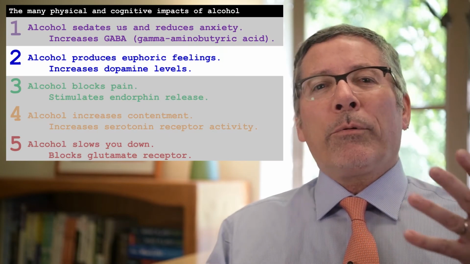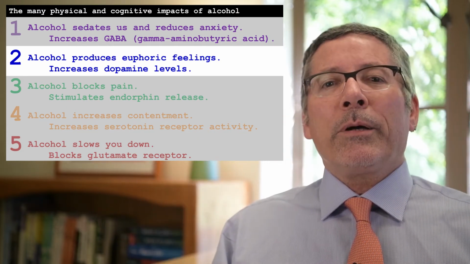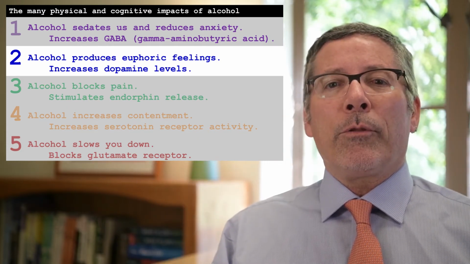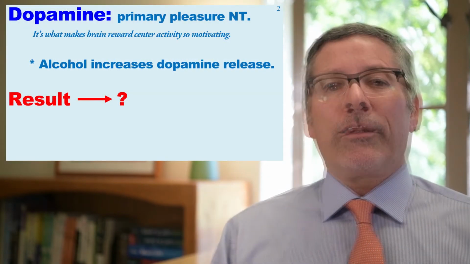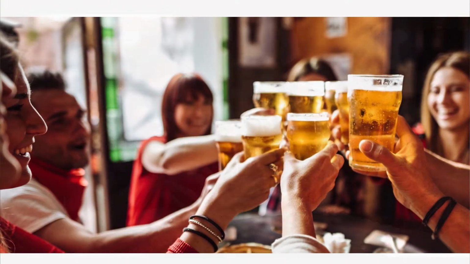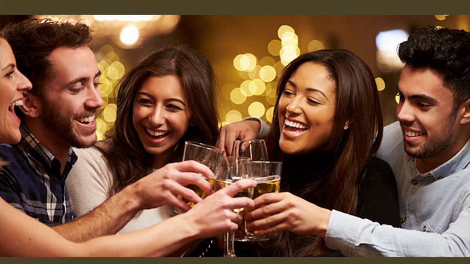Now, the second effect that alcohol has is that it causes people to have feelings of euphoria. This is because it causes dopamine to increase in the brain. We know dopamine, the chief happiness neurotransmitter in the brain. So what's going to be the result of that? You got it. It's going to make people experience some pleasure and even euphoria.